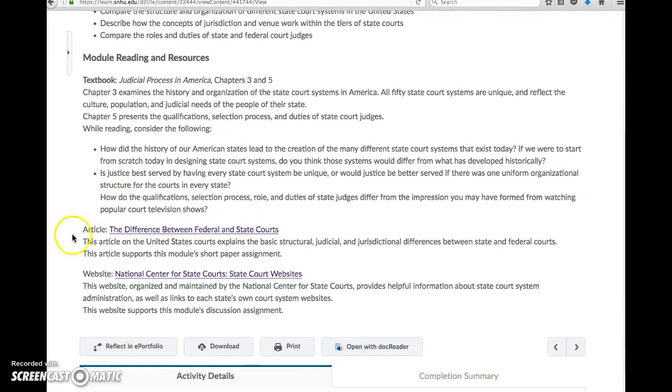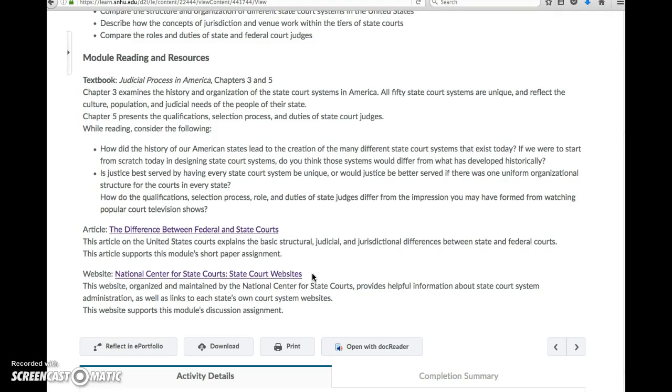And there's two key articles here. One is the difference between federal and state courts, which I think you'll find very beneficial as you work on this week's short paper. And secondly is the National Center for State Courts state court website, which basically lists and breaks down the structure of each of our state courts. And so this will be very beneficial to you as you begin to work on your discussion board assignment for the week.